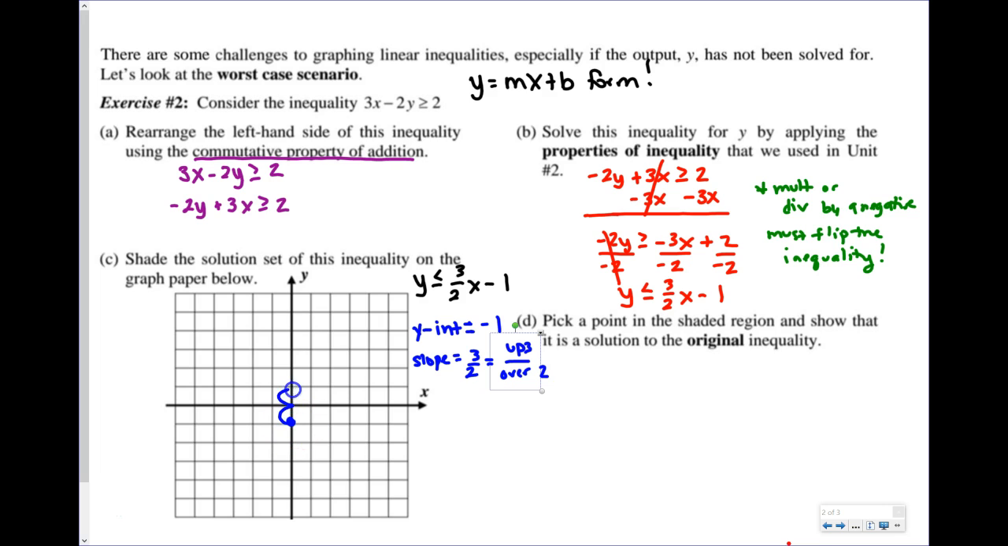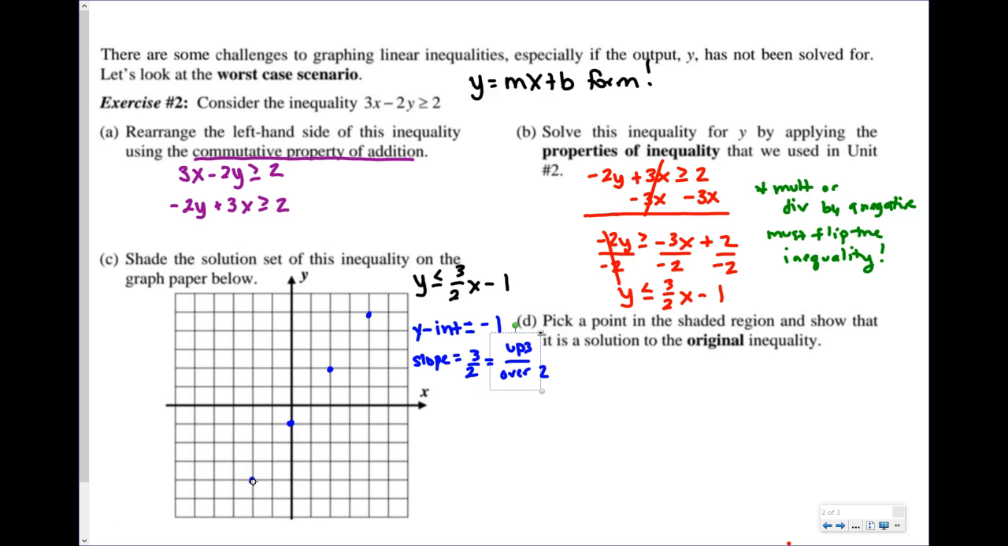So I'm going to start here at this point. I'm going to go up 3. 1, 2, 3, and then over 2. 1, 2. And I have a second point. I'm going to do it again. Up 3, 1, 2, 3, over 2. And I have a third point. And then I have enough room on my graph to make another point down here. So I'm going to go down 3, 1, 2, 3, and over 2 this way.